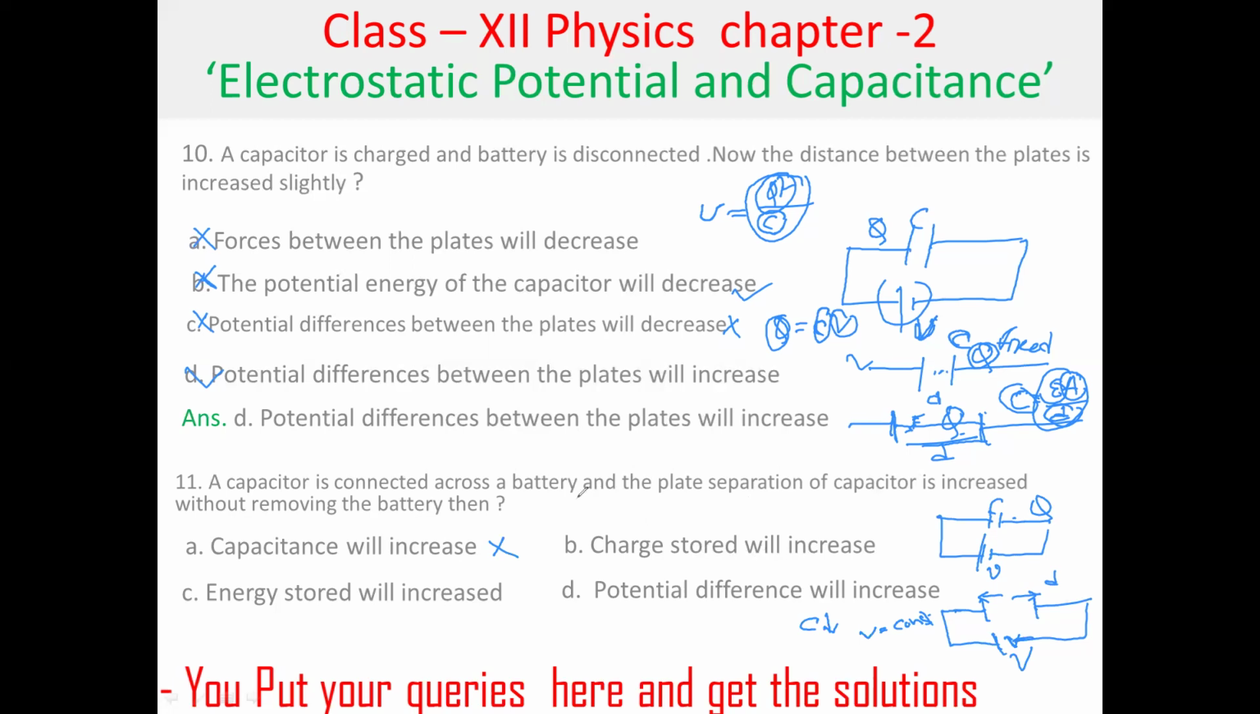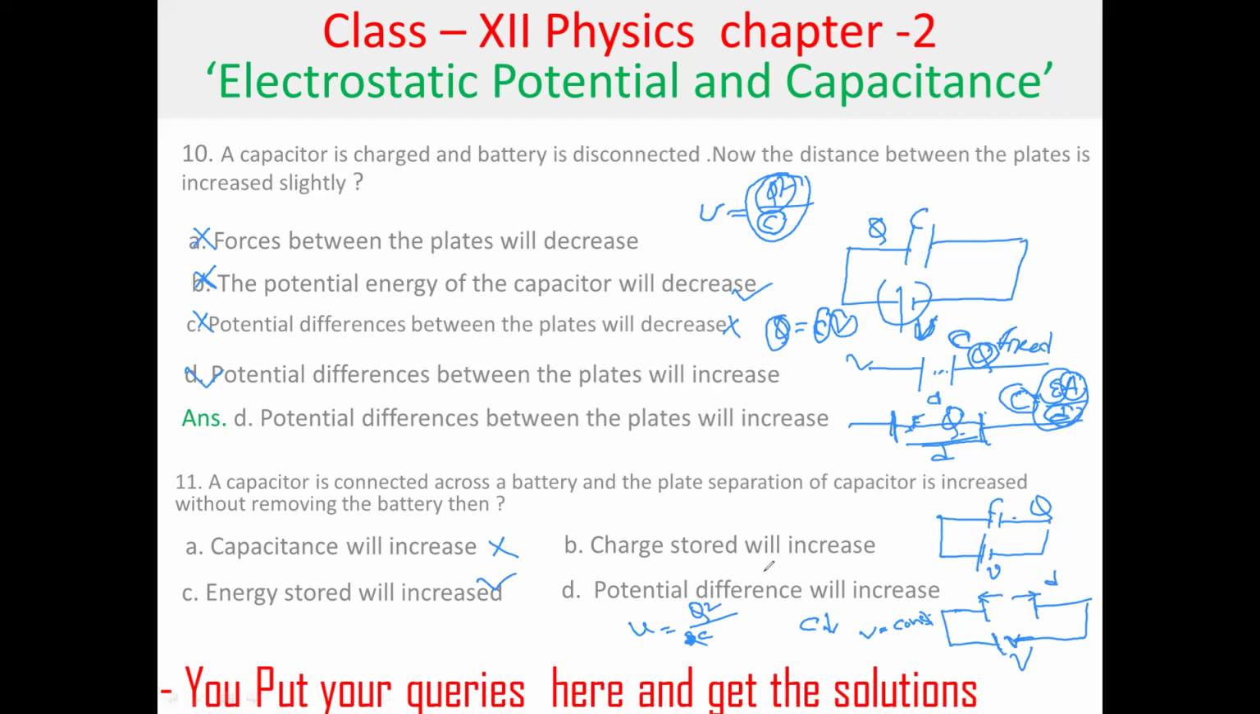This possibility is there. Let us check. Energy stored will increase. What is the formula for energy? I wrote it earlier here. The formula for energy is U equal to Q square by 2C. This is the formula, not 2C, Q square by C. This is the energy formula. Now C is decreasing, obviously, so Q square will increase, so energy stored will increase, so that is correct.